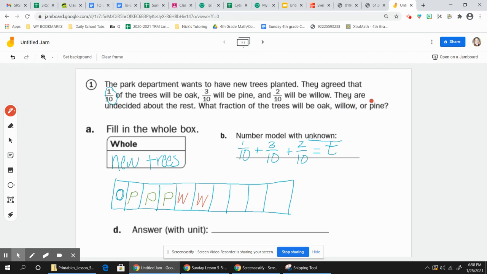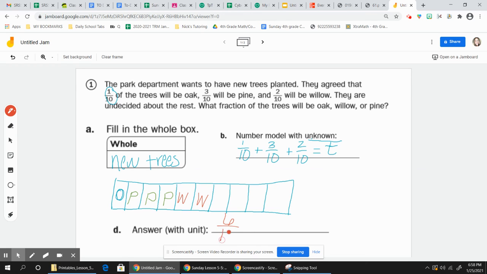Then we know that the park department is undecided about the rest. So they're asking us what fraction of the trees will be oak, willow, or pine. So I need to add together the number of oak, pine, and willow trees, which I have that equation written right here. So when I add together 1/10 plus 3/10 plus 2/10, I can easily count. Here's 1/10, 2/10, 3/10, 4/10, 5/10, 6/10.